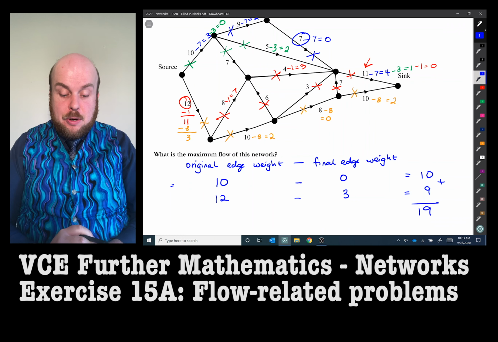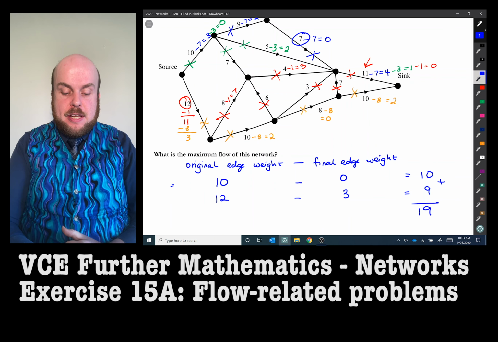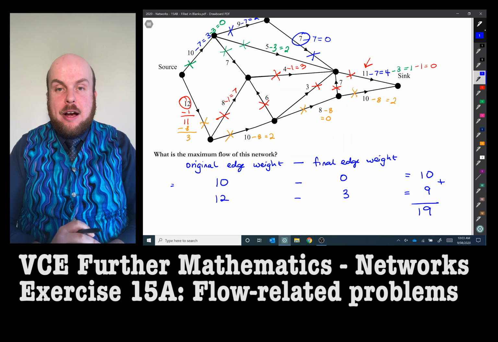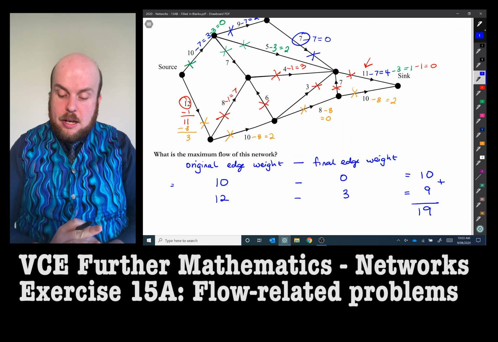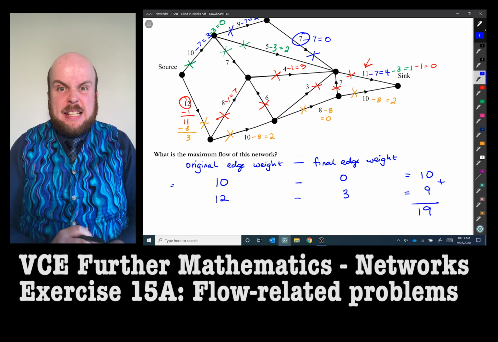So by taking the original edge weight and subtracting the final edge weight, for both of these initial edges, and adding in that final answer, we get the total, the maximum flow that can get through this, which is 19, whatever it is, liters or whatever the case might be.